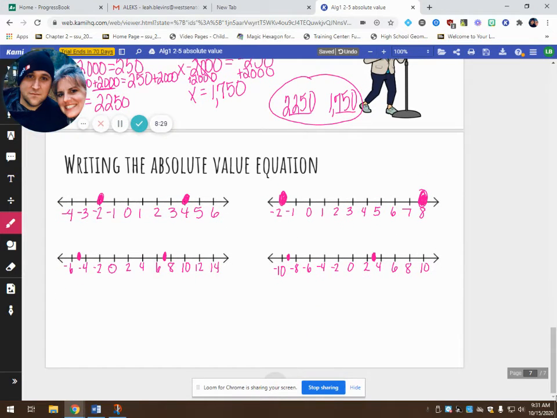So let's look at writing some absolute value equations. This ties back into what I was showing you with number 1. Remember, we're looking for values that are equal distance from some number. They're either to the right of it so many units or they're to the left of it so many units. So we're going to look at this first problem.